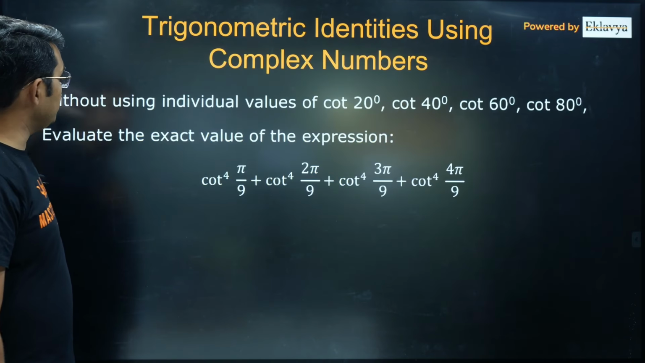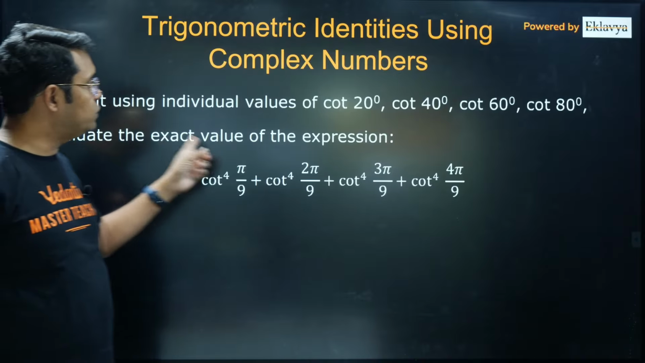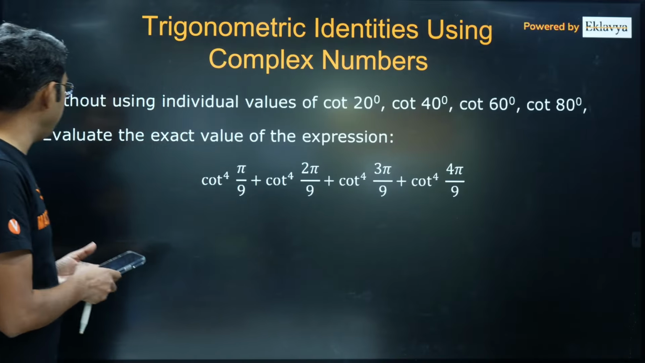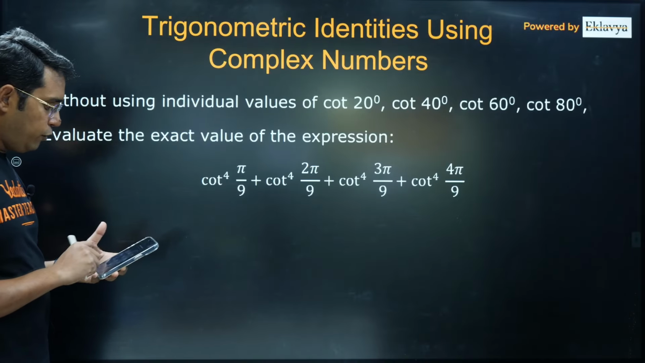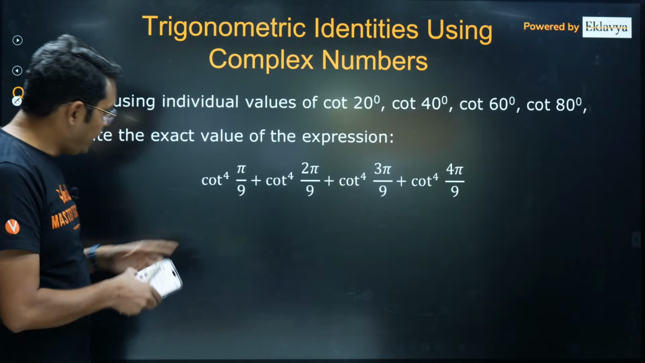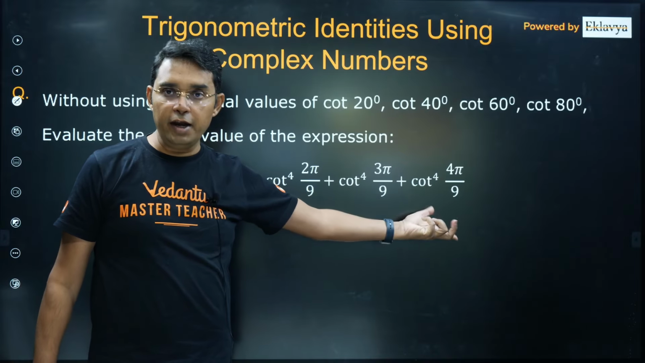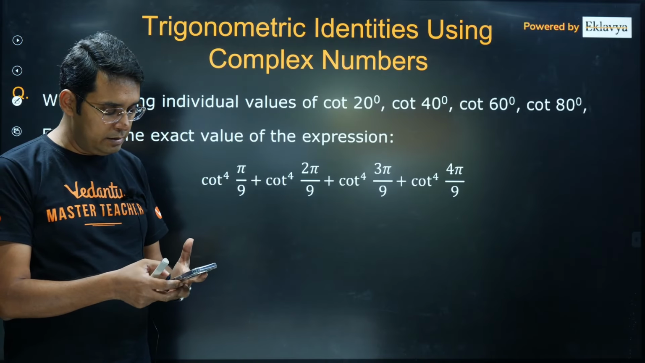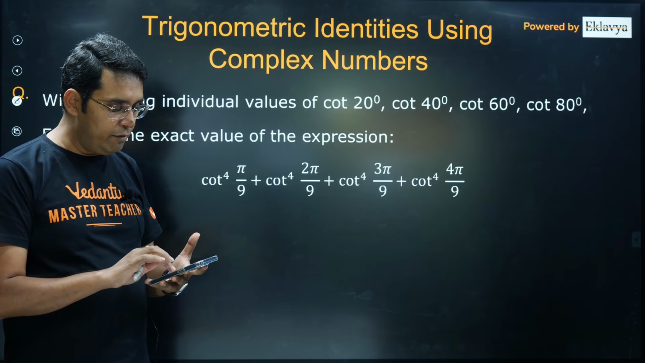Okay, one more question I have got for you, and that says without using individual values of cot 20, cot 40, cot 60, cot 80, evaluate the value of the expression: cot power 4 20 degree, cot power 4 40 degree, cot power 4 60 degree, cot power 4 80 degree. I think we already know cot 60, so we may not find this, but I will be doing something where we will be getting everything directly.